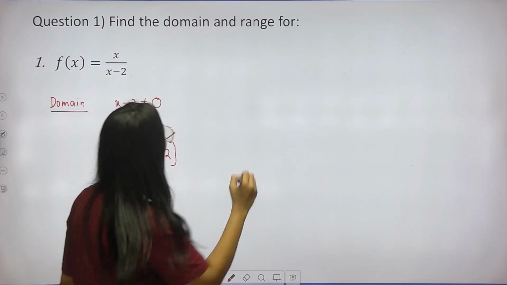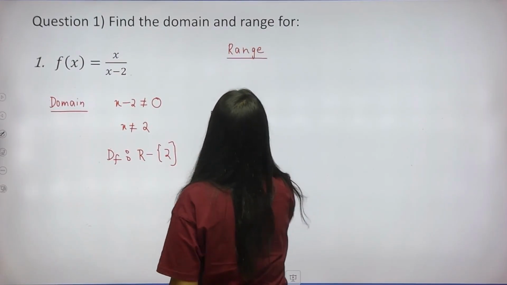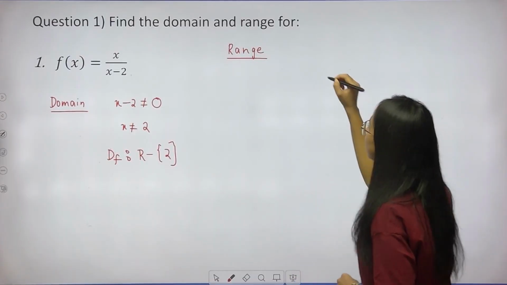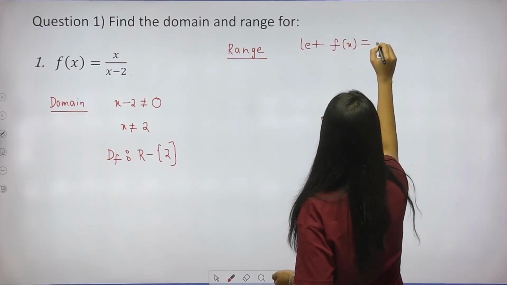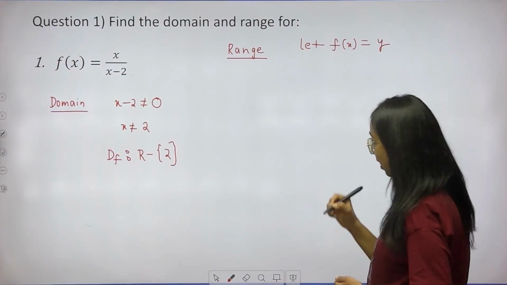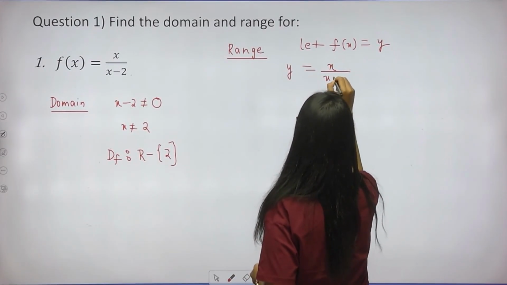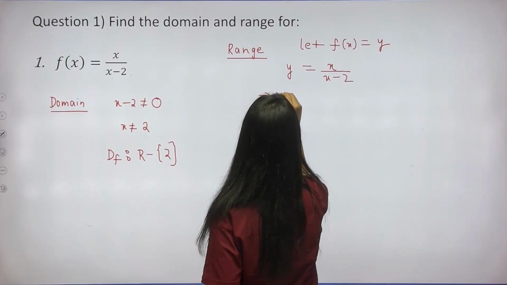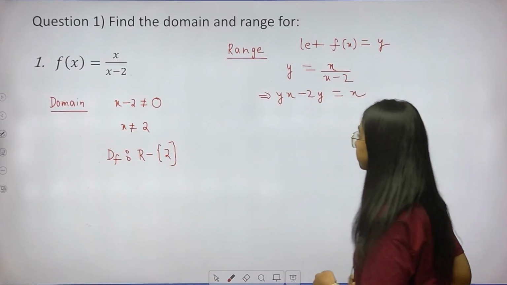Clear? Next, let's find the range. Range basically means all the y values. So for finding the y values, we'll let f(x) be equal to y. Now y will be equal to x over x minus 2. Let's cross multiply it. We get yx minus 2y is equal to x.